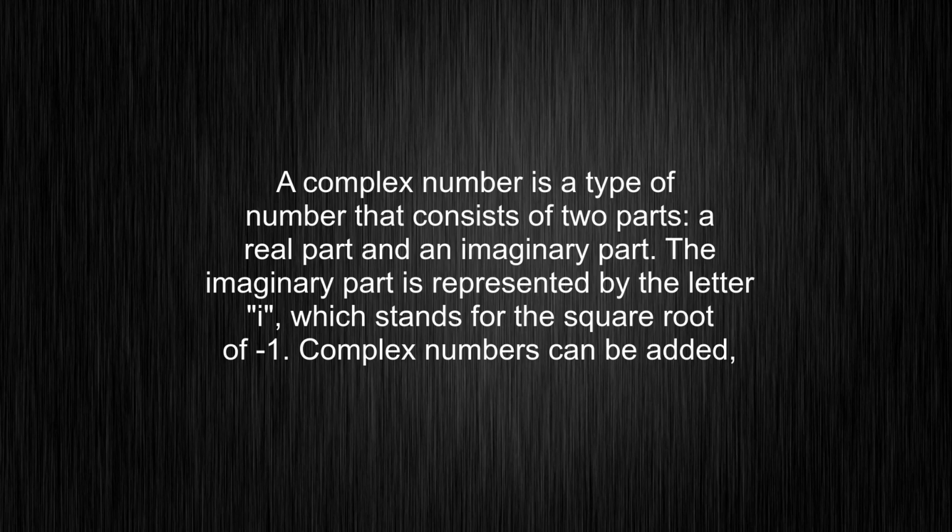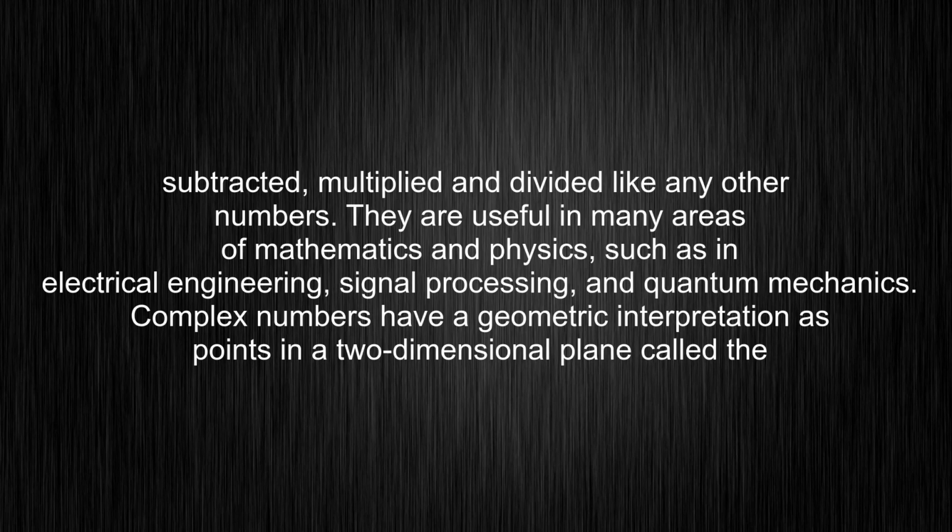A complex number is a type of number that consists of two parts, a real part and an imaginary part. The imaginary part is represented by the letter i, which stands for the square root of -1. Complex numbers can be added, subtracted, multiplied and divided like any other numbers. They are useful in many areas of mathematics and physics, such as in electrical engineering, signal processing, and quantum mechanics.